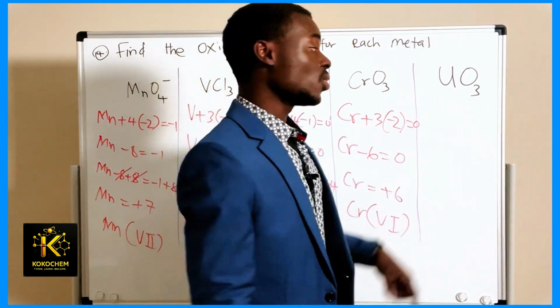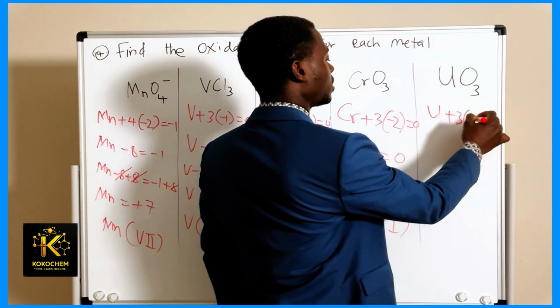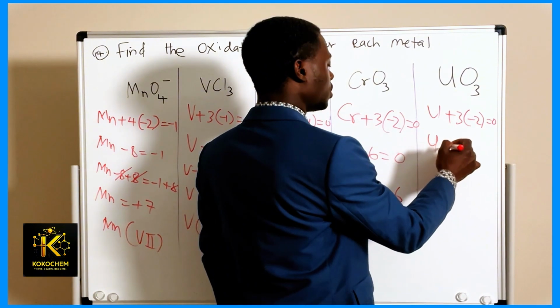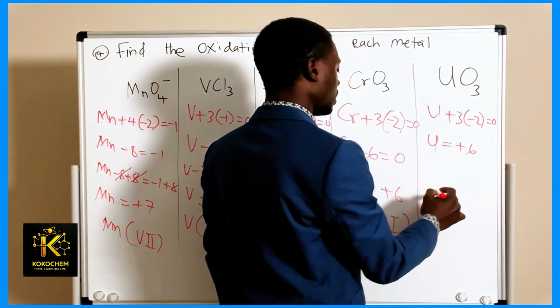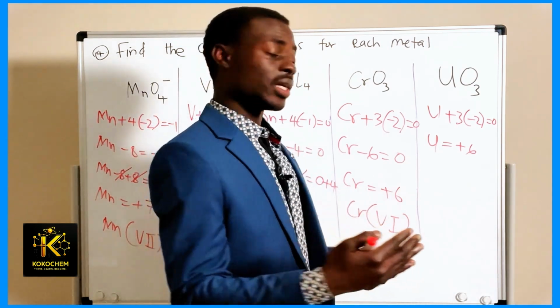Uranium oxide, UO₃. In the next example, it is going to be U plus 3 times -2 equal to 0. The oxidation state for U in this compound is going to be plus 6. Again, feel free to pause the video and give it a try, okay?